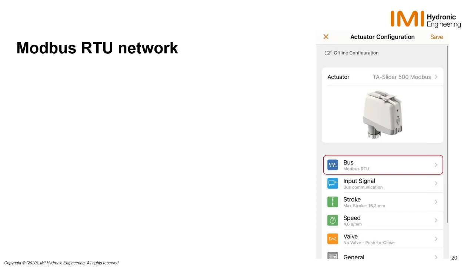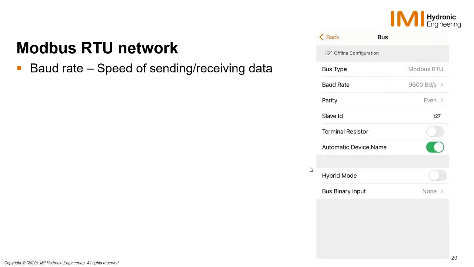The next thing we'll look into is how we configure our RTU network. So once we have connected our cables, so we have power and data source to all our sliders, we'll see how we need to configure them. And here I have a TA-Slider 500 Modbus as an example. And you can see here, if you click on the bus, you will go into the bus settings for this slider. If I would click here, I would come to this page here. The first thing it says is bus type. So here you can confirm it's an RTU, Modbus RTU.